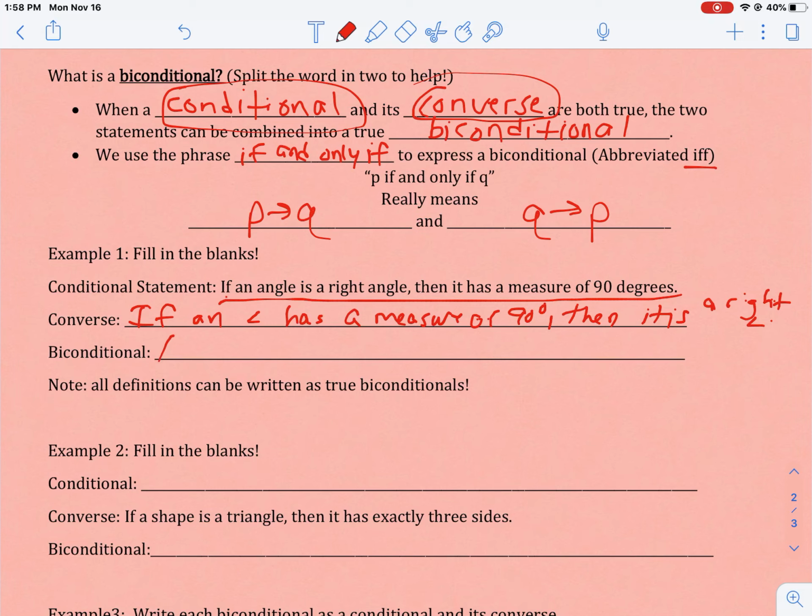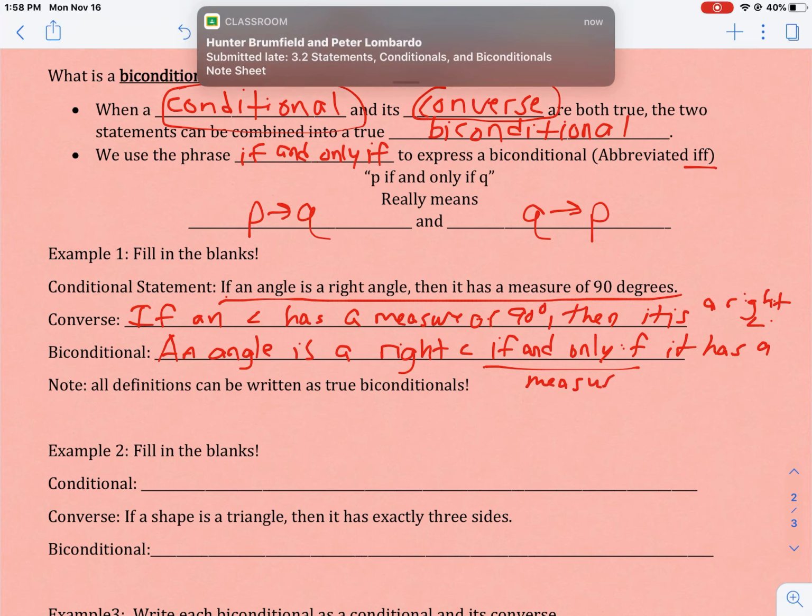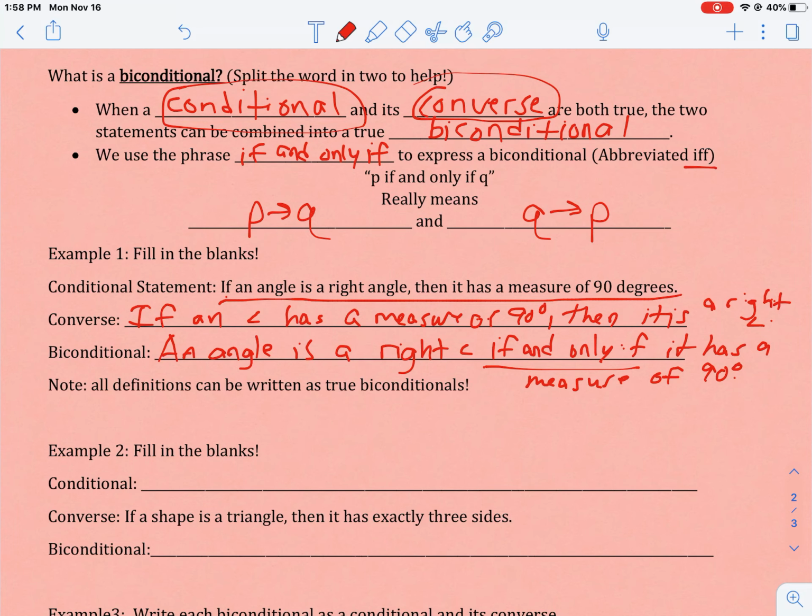Now, a biconditional just means that we rewrite: an angle is a right angle if and only if it has a measure of 90 degrees. Okay? So basically we take two conditionals, we get rid of the if-then, and we put an if and only if instead.